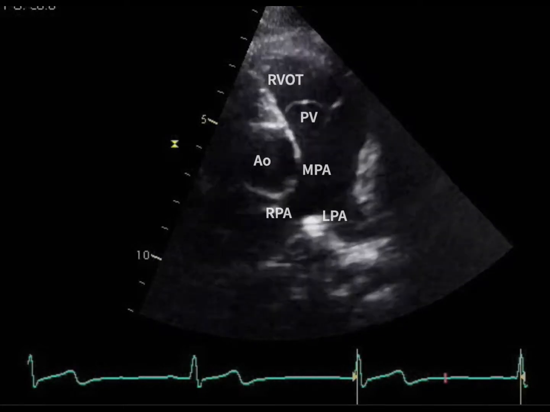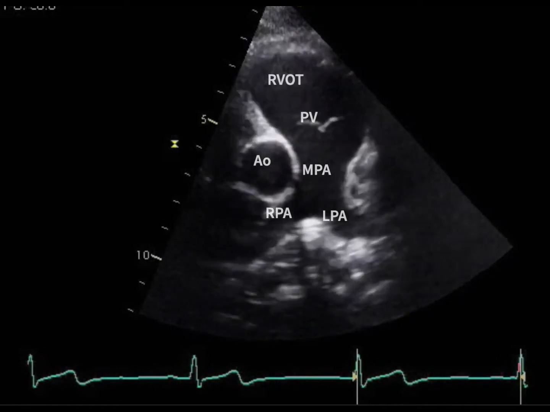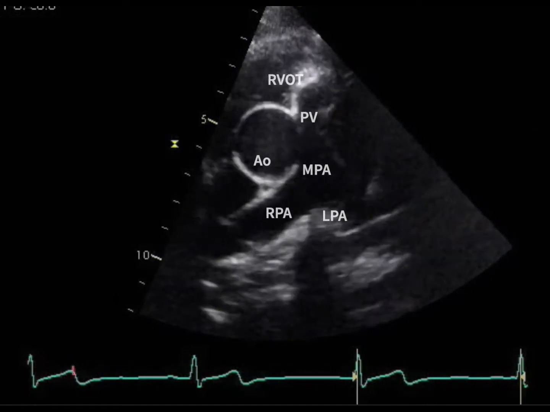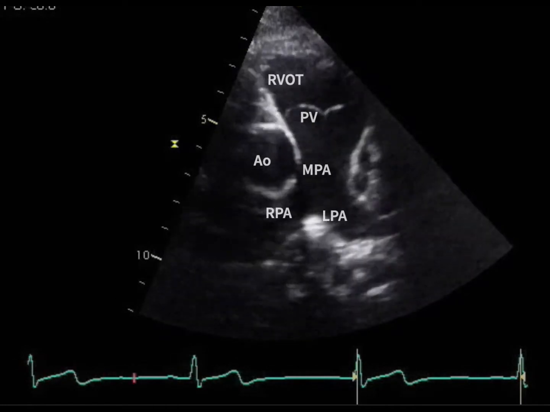If this were an abnormal study, you should be able to pick up pathologies such as branch PA dilation, hypoplasia, or stenosis. You should be able to comment on main pulmonary artery pathology. You would be able to see aortopulmonary windows as well as a PDA.